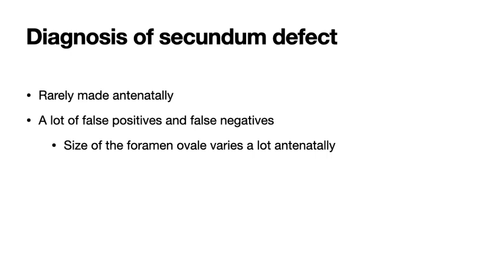Now, the diagnosis of a secundum defect is rarely made antenatally. One of the reasons is there are a lot of false positives and false negatives. And the size of a foramen ovale can vary a lot antenatally. So I said that one of the reasons you can have a secundum defect is the foramen ovale was too big. What's too big? Well, that's the problem. We don't have a definition of what the size is supposed to be. They just vary a lot. So for that reason, we hesitate to make that diagnosis.